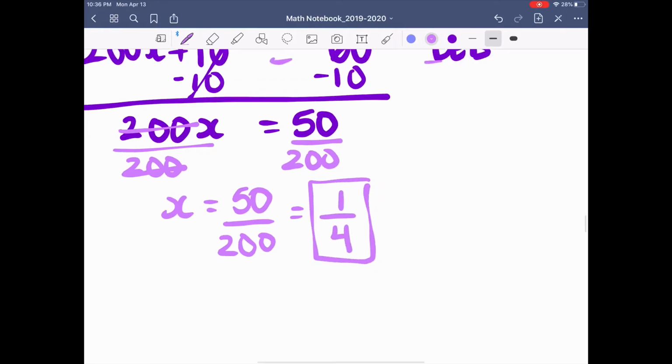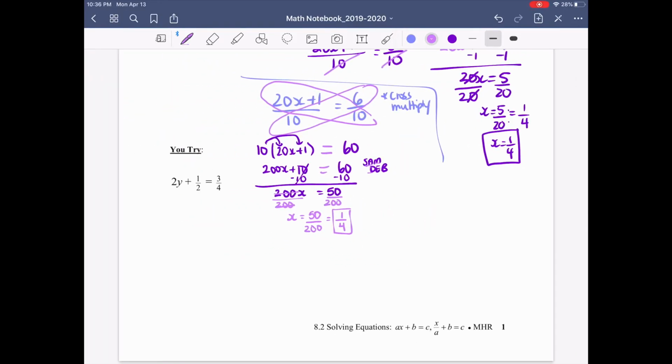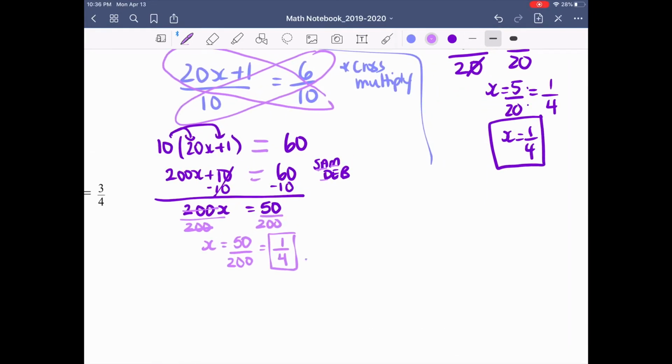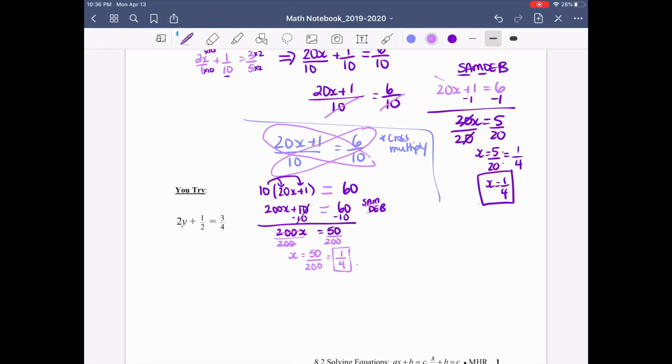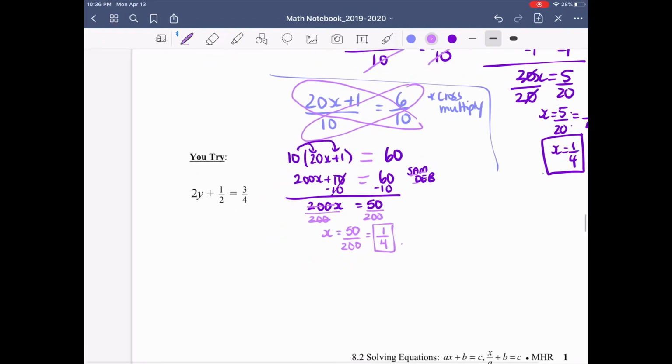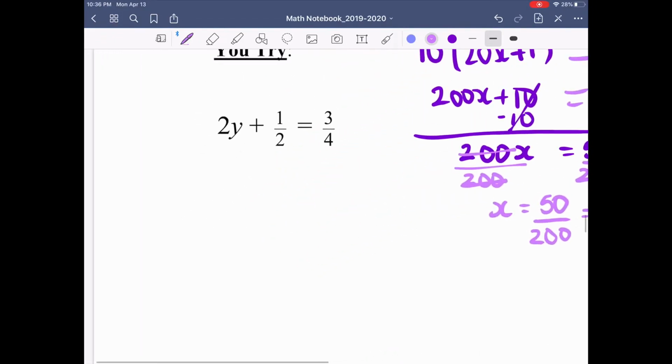So in both scenarios, you get that x is equal to 1 over 4. It doesn't matter which method you choose to use. You can choose whichever one works for you. So what I want you to do is try this next one.